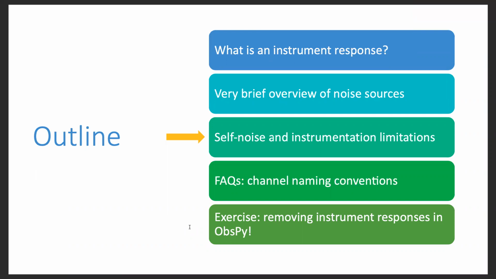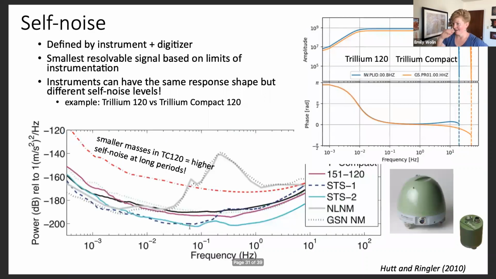All right, I want to talk a little bit about self-noise for that first question and instrument limitations, because these both play into the floor of the noise, the quietest signals you will record at a site. The self-noise of a station is defined by your choice of instrument and your choice of digitizer. You can think of it as the smallest resolvable signal that you can record, based on the limits of your instrumentation.